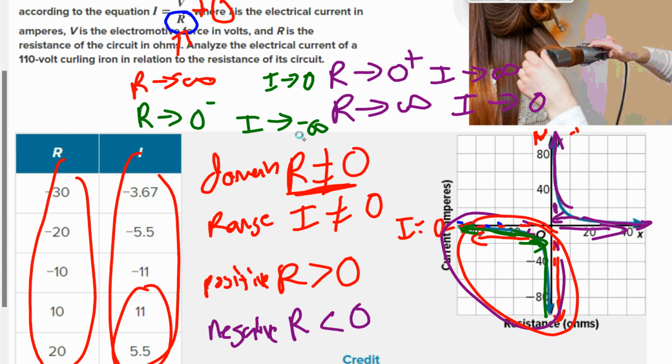And that's how I can describe the key features. What makes the denominator 0? Your vertical asymptote. Is there anything being added to the fraction afterwards? Your horizontal asymptote. And then you can do your end behavior.